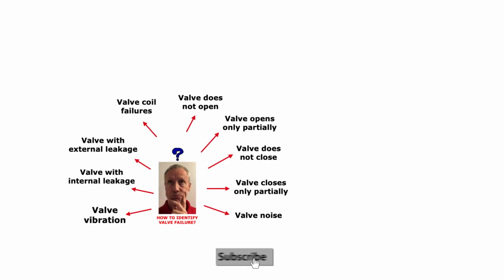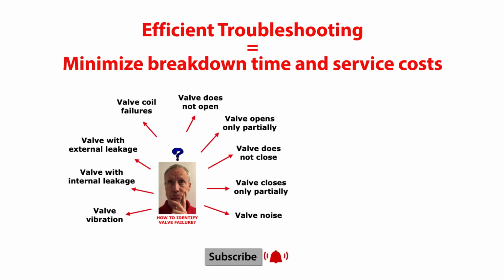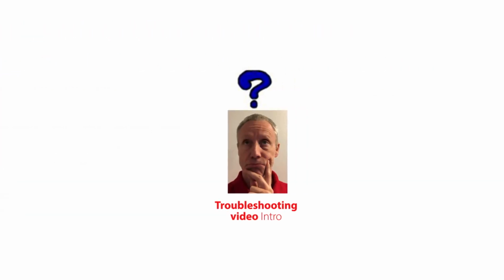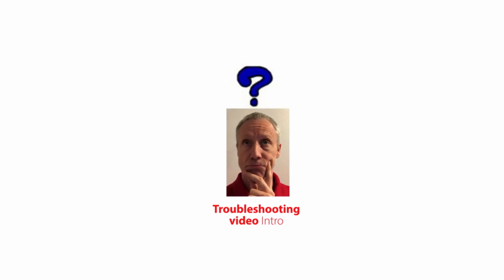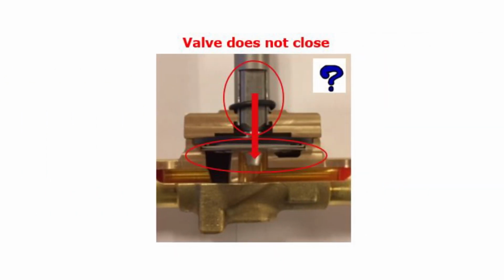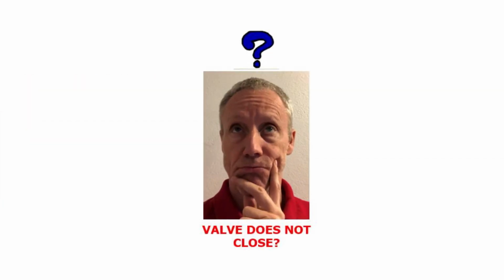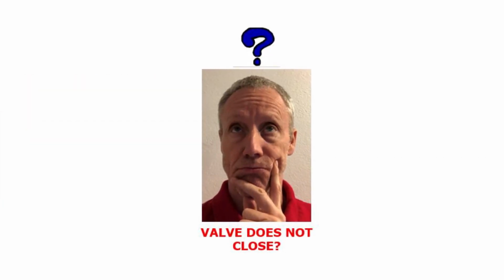Completing this series of online troubleshooting videos will efficiently support you to solve solenoid valve failures and thereby minimize system shutdown and service costs. This video gives you troubleshooting tips so you can efficiently identify root causes and make corrective actions related to a solenoid valve that does not close. Check out the other online solenoid valve troubleshooting videos to get information about other valve failures and how to solve them. Now, let us look at the solenoid valve failure where the valve does not close.